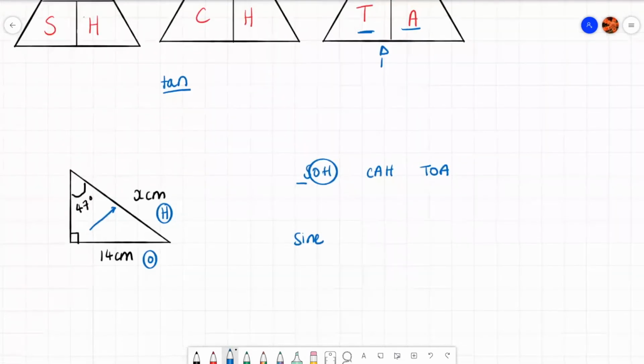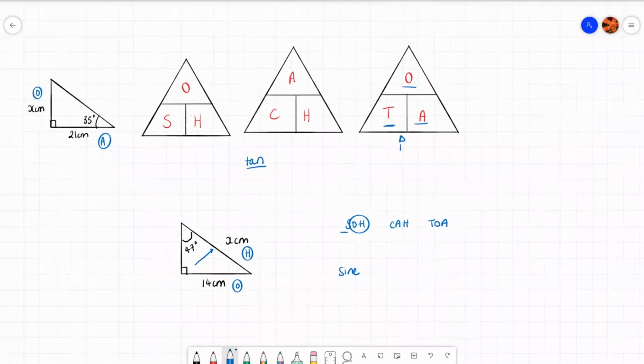So you can either use the triangles there to figure out which one you will be using, or you can just write SOHCAHTOA like I have, which is far easier. But like I said, if you do use the triangles to work out the side length or the angles, then it's worth drawing the triangles out to identify which function you will be using.